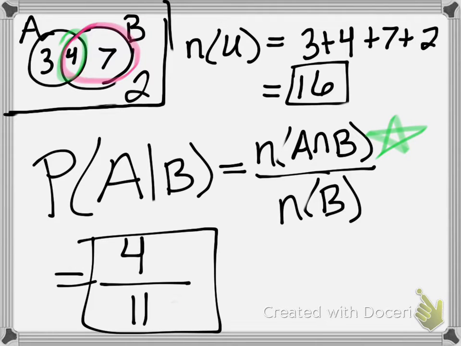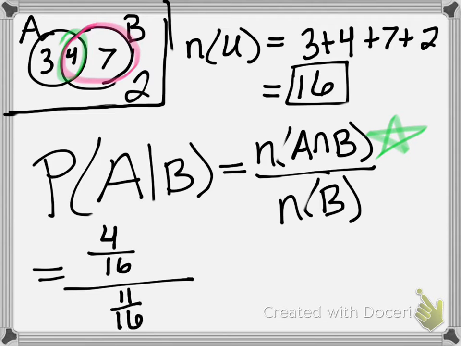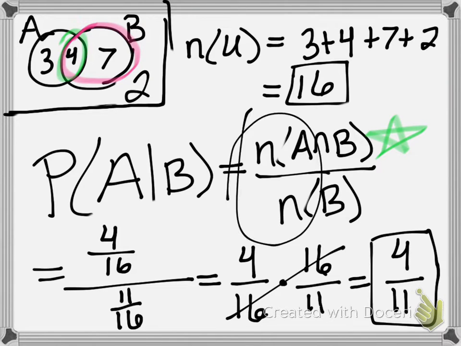Now the reason why we can just use the numbers instead of the probability is because if we use the probability, the intersection is 4 out of 16, and just the probability of B is 11 out of 16. Dividing fractions, we know to multiply by the reciprocal, and we see those 16s just cancel out. So we're just saving time by using the numbers anyway.